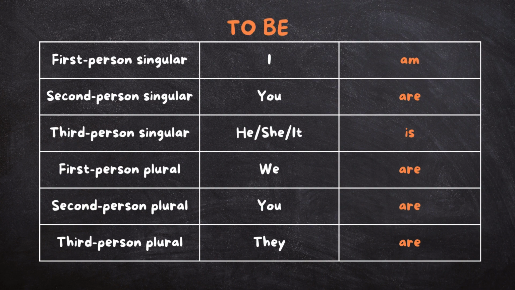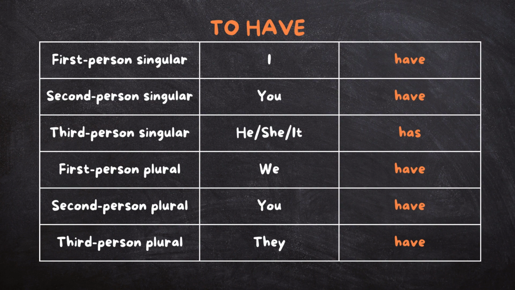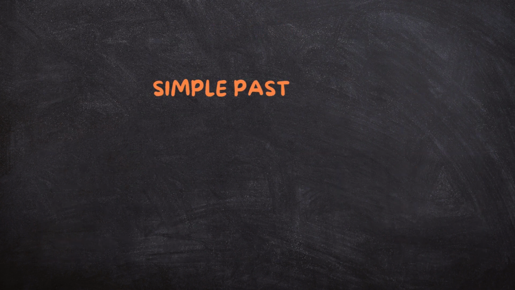Now let's see how we can make the simple present tense for the verbs to be and to have. Remember, these verbs have different conjugations from their root forms. So to be, we get I am, you are, he or she or it is. For the plurals, we get we are, you are, and they are. Moving on to the verb to have, we get I have, you have, he or she or it has. We have, you have, they have. You see how they keep the same forms but change in the third person singular. That is it. Good. Now let's move on to the simple past tense.